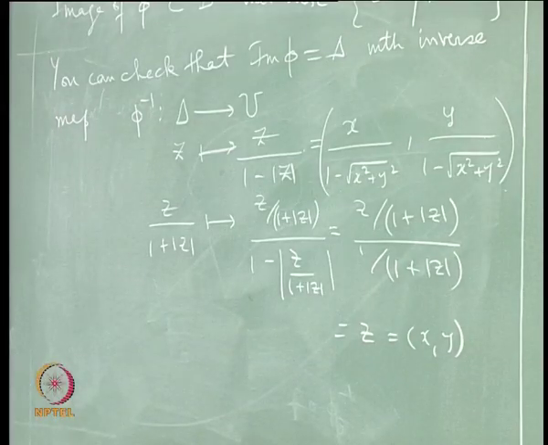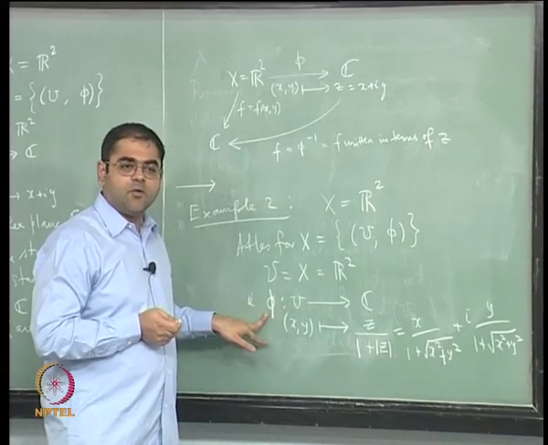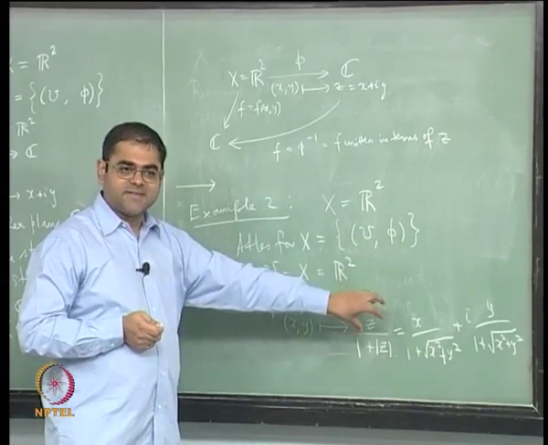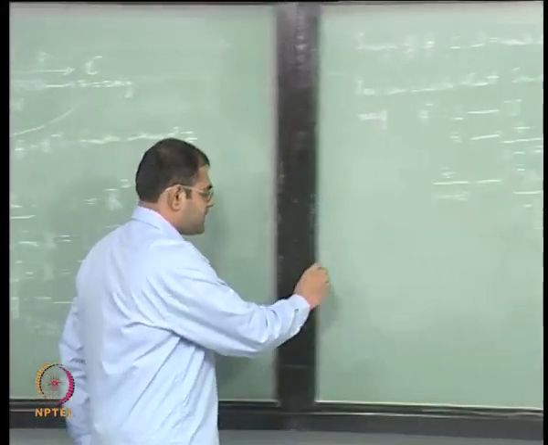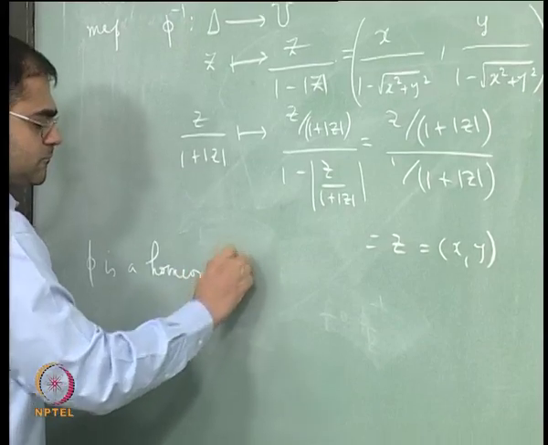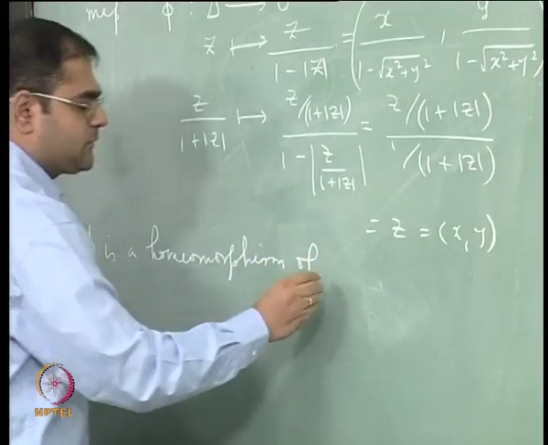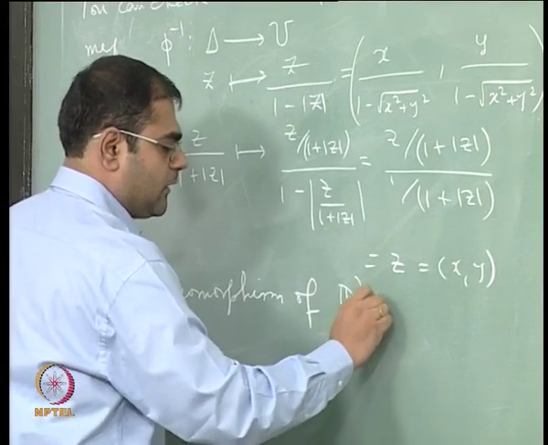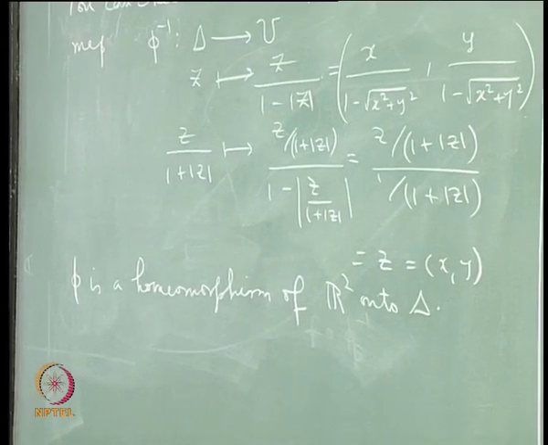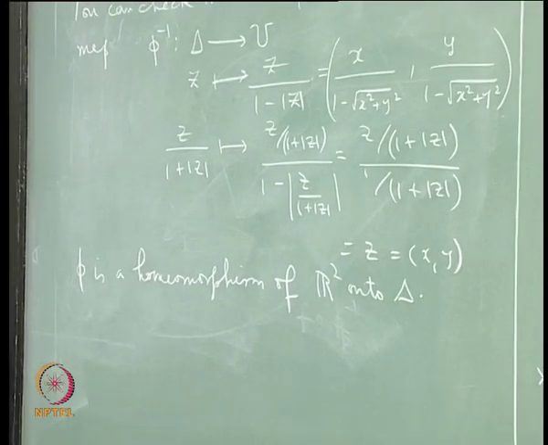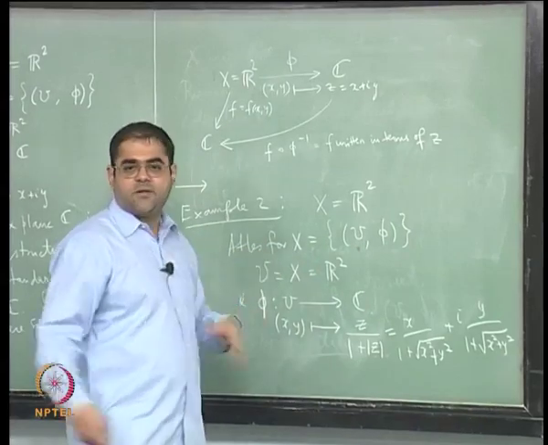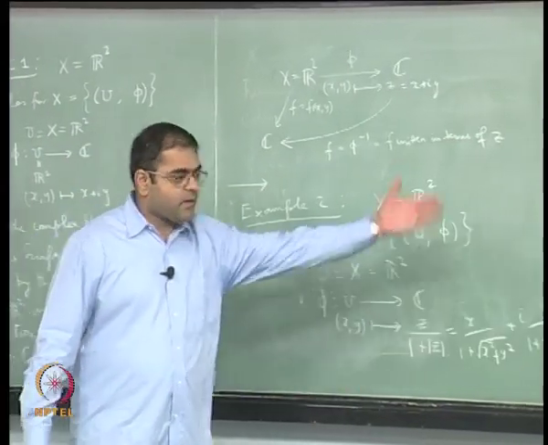Okay. So what I have proved is that this map phi is a homeomorphism of the whole plane onto the unit disk. Okay, phi is a homeomorphism of R2, which is U, onto the disk delta. Okay, so well, again I am in good shape. See, I have one chart, and therefore it is an atlas, because I do not have to worry about compatibility. So I have got a Riemann surface.